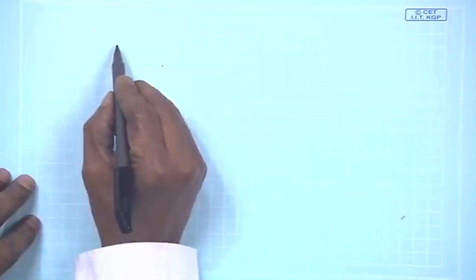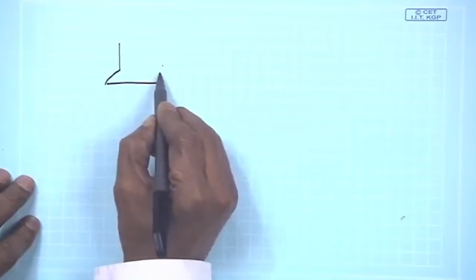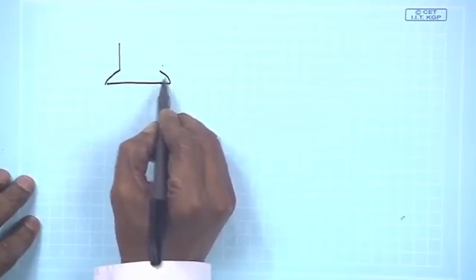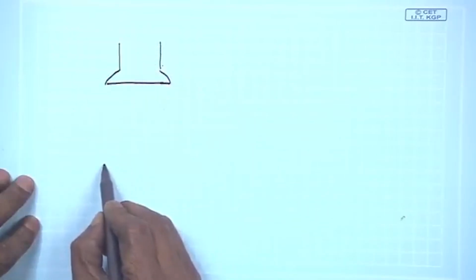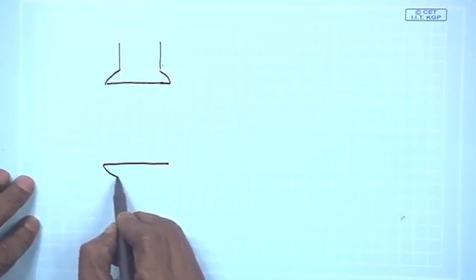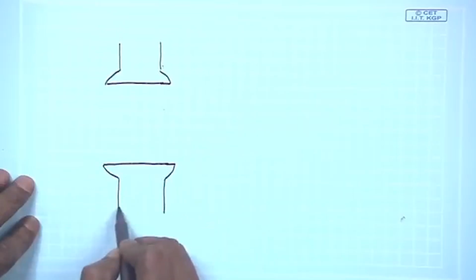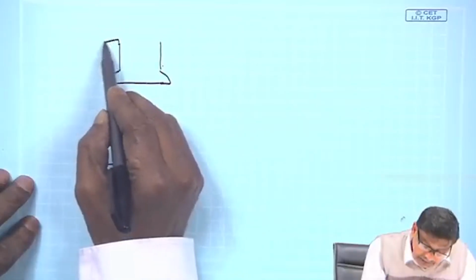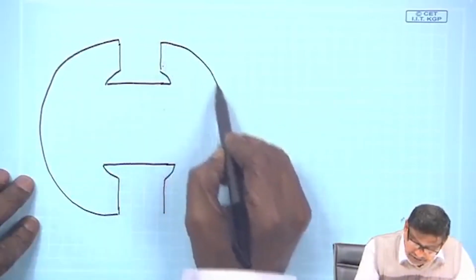Let me draw it several times, it does not matter. I will draw it in a slightly nicer way. Suppose this is it: every rotating machine has some stator and rotor, and this is the stator iron, which is cylindrical.